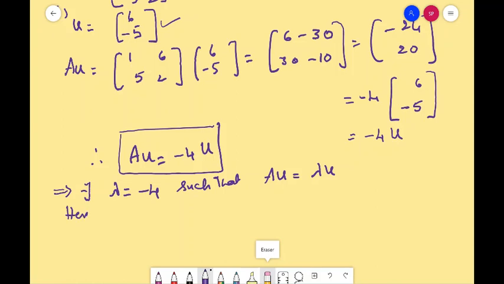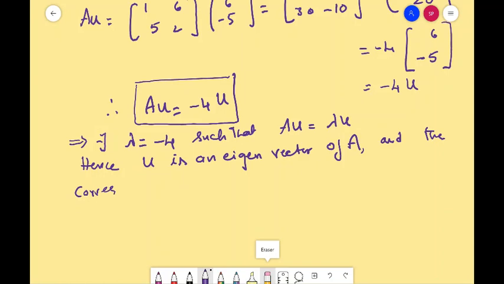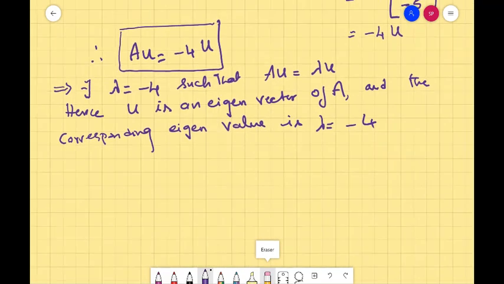Hence, u is an eigenvector of A and the corresponding eigenvalue is lambda equal to minus 4. Now let me check for the second one.